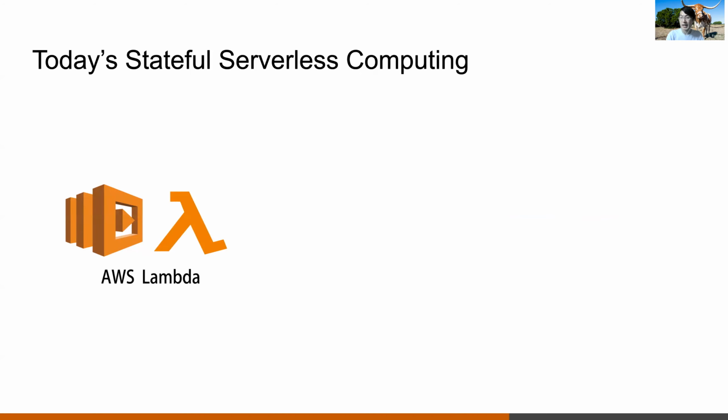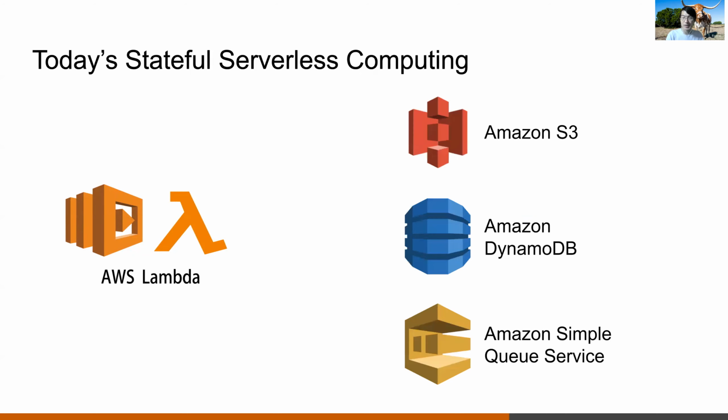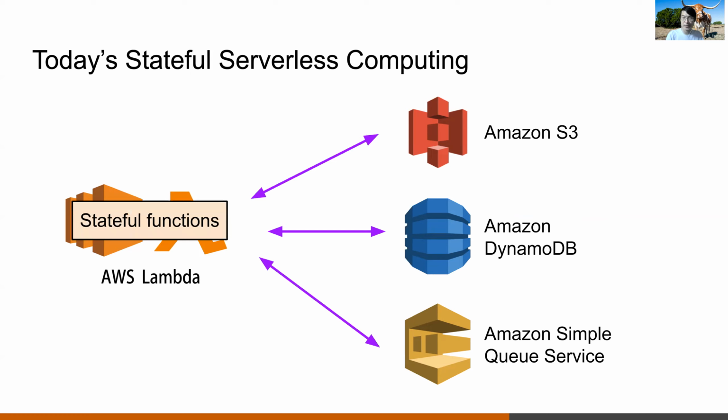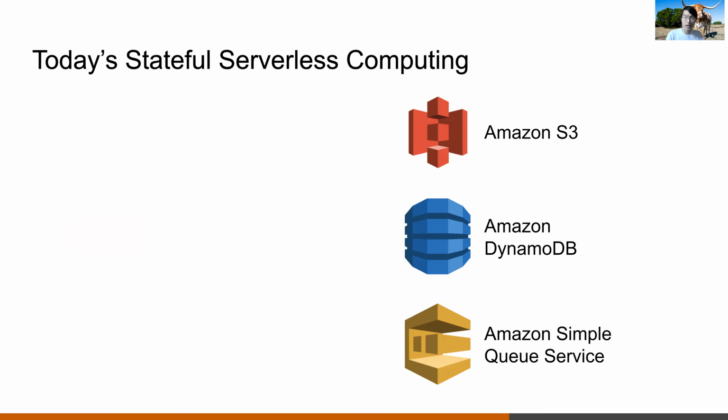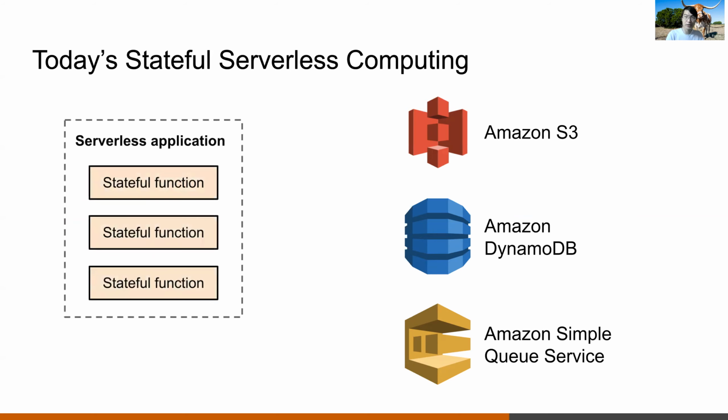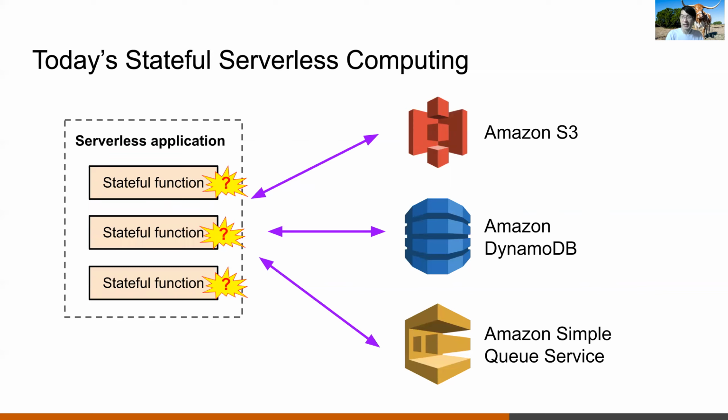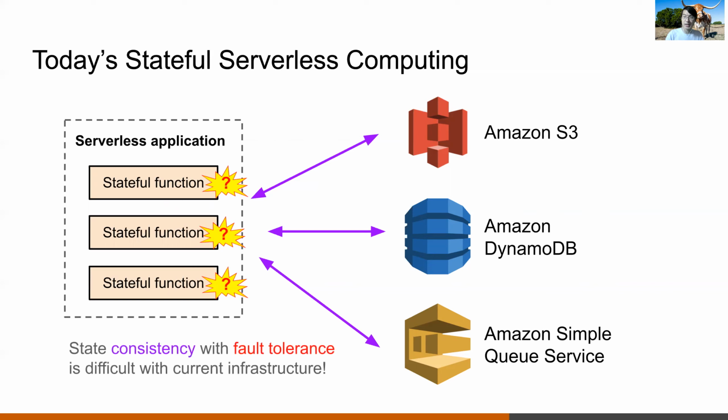However, storage becomes more complicated when functions are stateful. Cloud providers offer various kinds of storage services for serverless functions to store their state. Stateful functions running on FaaS interact with these external storage services to maintain their state. In reality, service applications often compose multiple functions, for example, service workflows. These functions can concurrently access and update states maintained in external storage services. Also, each function can fail during its execution, potentially leaving inconsistent state in the database. So, in general, state consistency with fault tolerance is very difficult with the current infrastructure.